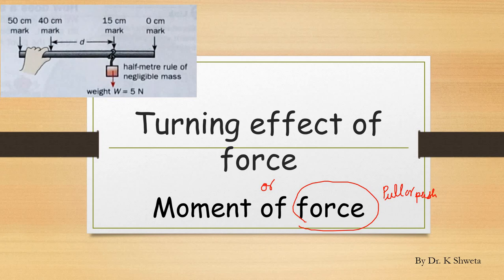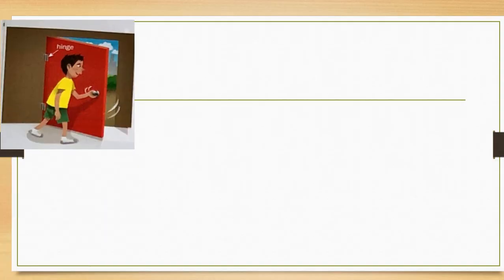Now before that, let me start with a question: when you open the door, what happens? You're applying the force at the door knob, right, which is here. Now the door is turning about which point? About the hinge. What is a hinge? It is a metal part which is connected to the door and to this supportive part which is here. So the door turns about this hinge. This hinge is also called a pivot point. A pivot point is a point where something turns.